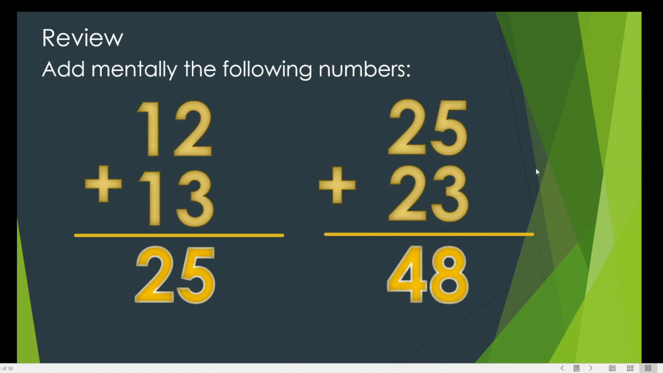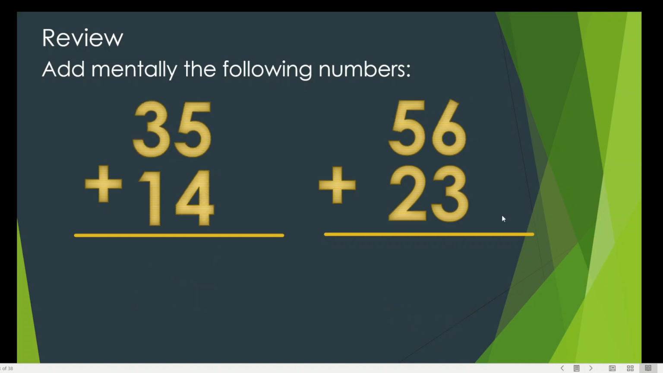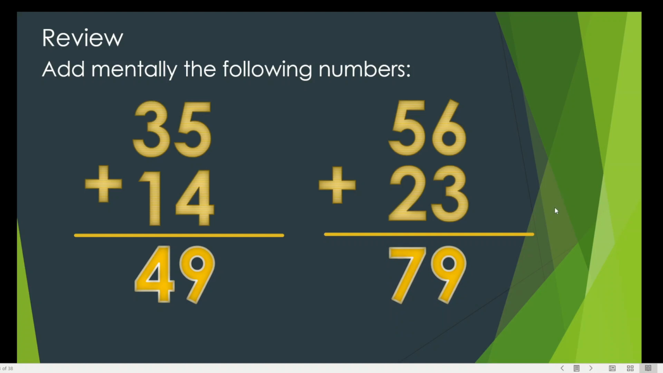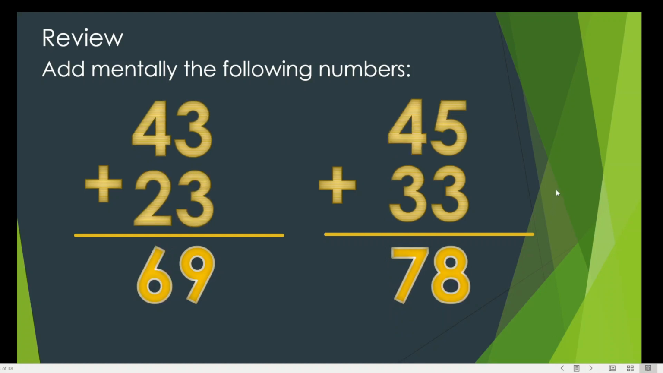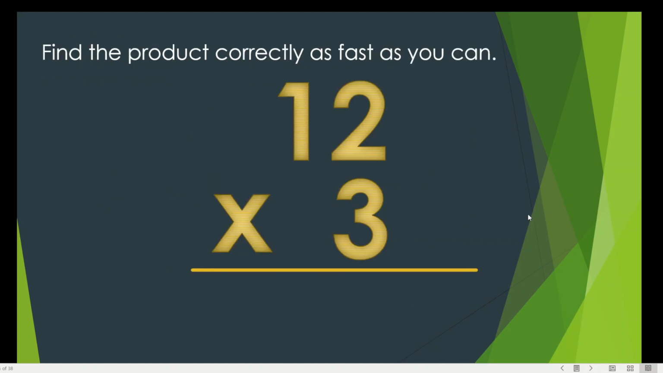48. Next, we have 35 plus 14. The answer is 49. And then 56 plus 23, the answer is 79. Very good. Next, 43 plus 23, we have 69, and 45 plus 33 equals 78. Okay, very good guys. And then let us find the product correctly as fast as you can.